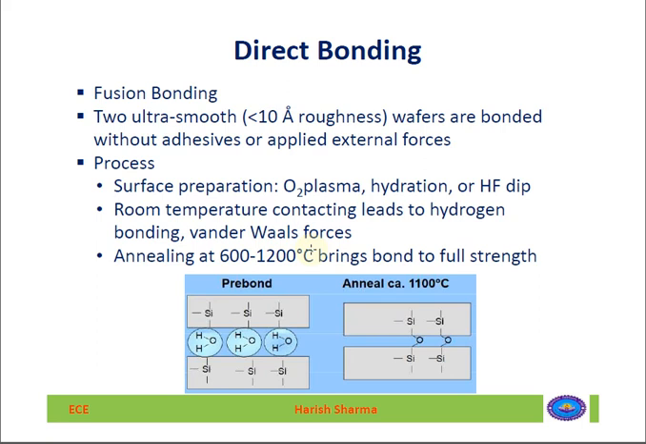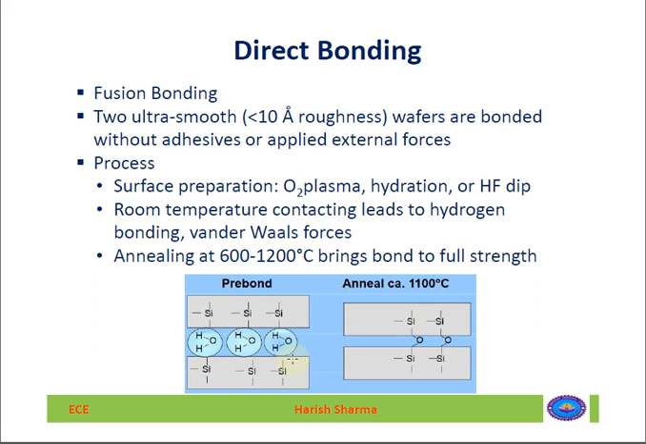Then at room temperature, the contacting leads to hydrogen bonding because of van der Waals forces. Means at room temperature, the two wafers come into contact, and because of the van der Waals forces, hydrogen bonding will take place there. You can see in this first diagram, these are the two wafers and these are the hydrogen bonds, because of H2O. This is because of van der Waals forces.